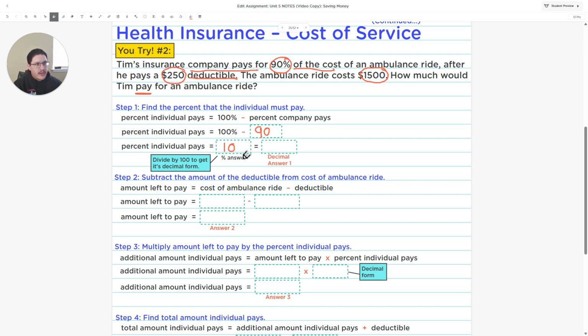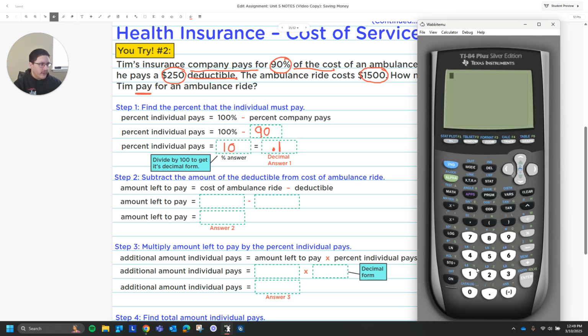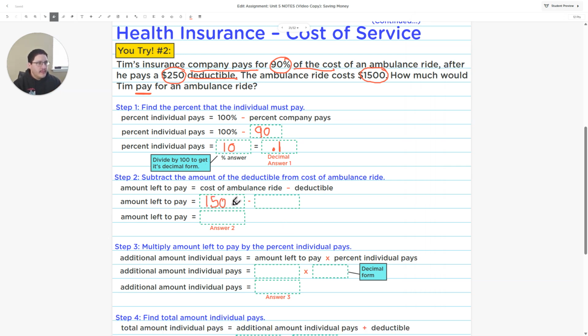Now, what is 10% as a decimal? Either move the decimal point to the left twice or divide by 100, and we get 0.1. So just to show y'all, 10 divided by 100, there we go, 0.1. Now, there's a deductible involved. So once the deductible is met, the insurance will come in and pay 90% of it, and then Tim will be responsible for 10%. So the cost of the ambulance ride needs to have the deductible subtracted. So that's $1,500 minus $250, which will be $1,250, which I'll show in the calculator, but it should be $1,250.